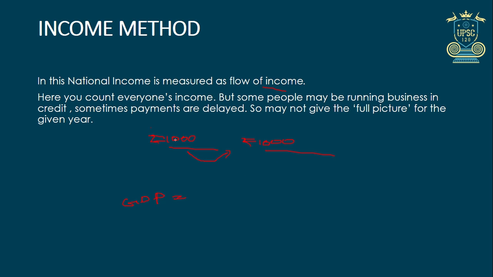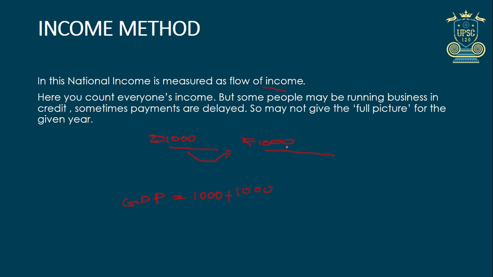So the 1000 rupees that you have given to the broker as commission, that you have to add in the calculation of GDP. Then that same 1000 rupees he has given to a water company as a water bill. So that is the second time that money is changing hands. So again that 1000 rupees has to be added.